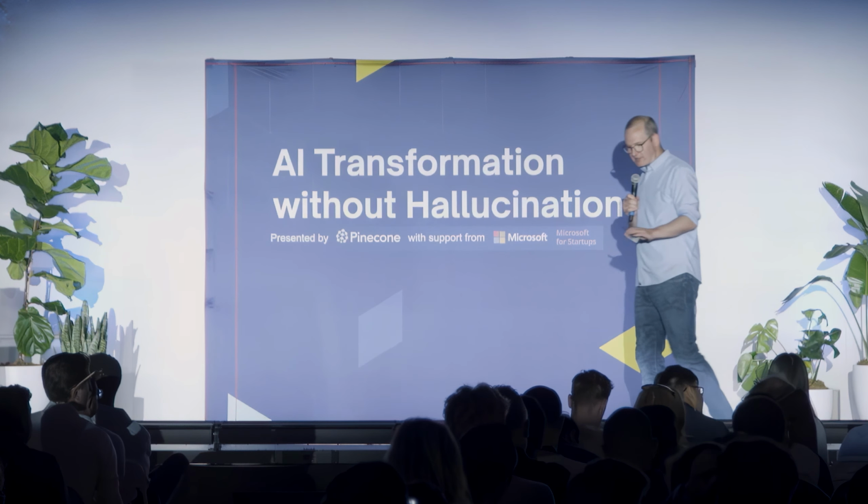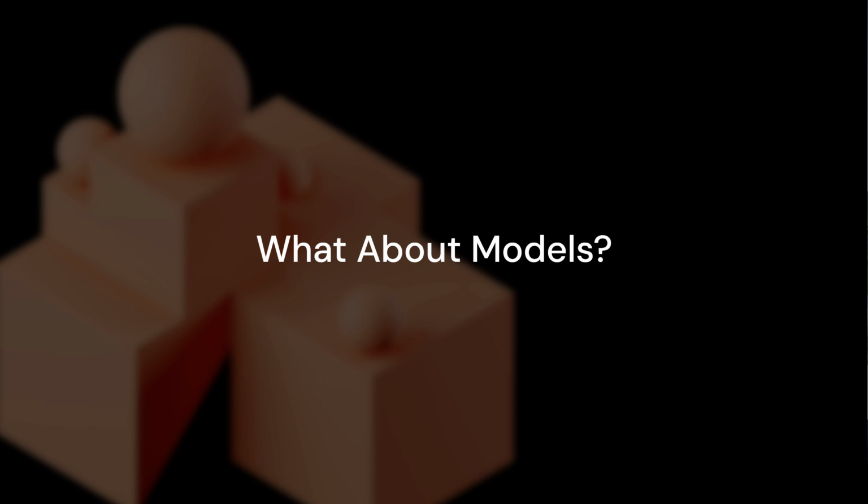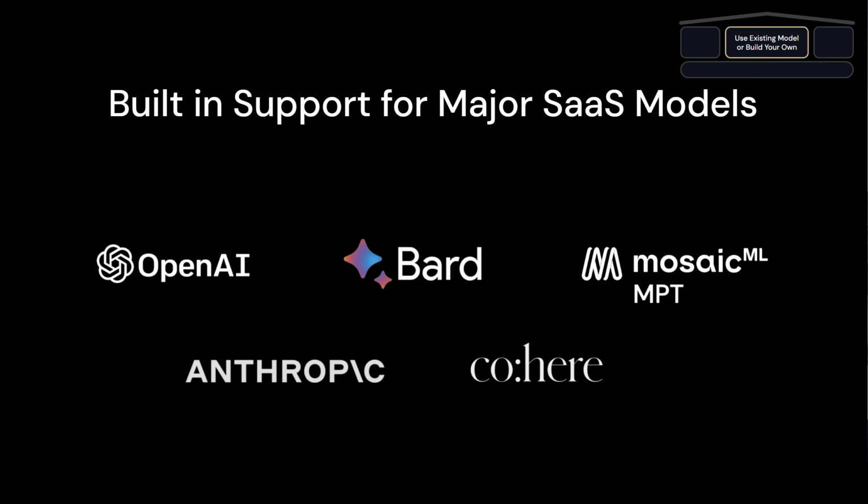Now, we've talked a little bit about data. We've talked about the importance of data being fully governed, right? And we've talked about the importance of data and lineage, right? We've talked about tracking that lineage, and then we've talked about this strong position of Pinecone within the Databricks ecosystem. Now, let's talk a little bit more about models. So, at Databricks, we support all of the classic SaaS APIs. If you want to come use OpenAI or BART or MPT or Anthropic or Cohere or something like that, those are all super easy to access.